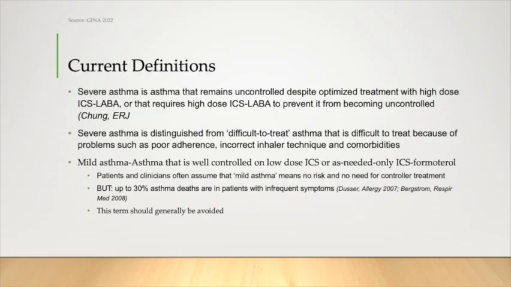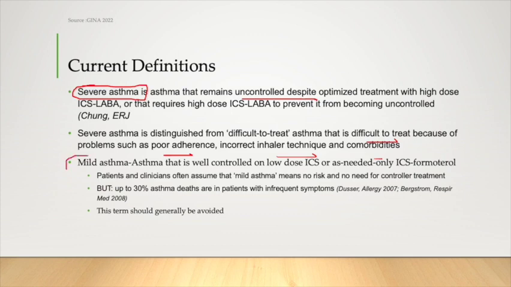Amongst the definitions, a very clear demarcation has been made between severe asthma and difficult to treat asthma. Difficult to treat asthma is the one where you're not able to treat because of other factors like adherence, the technique of inhaler, and comorbidities. But severe asthma is the umbrella where the disease remains uncontrolled despite optimized treatment, or we are giving a high dose of ICS LABA so that it doesn't become uncontrolled.